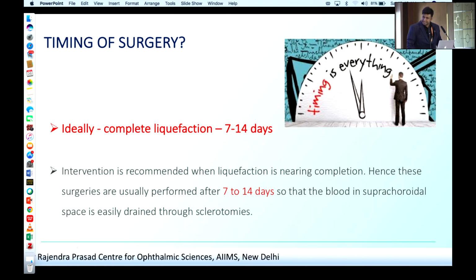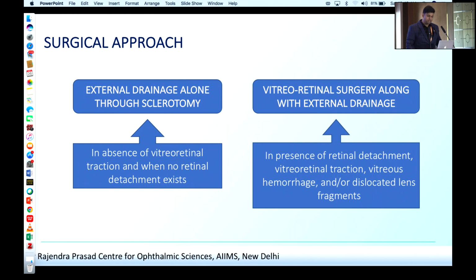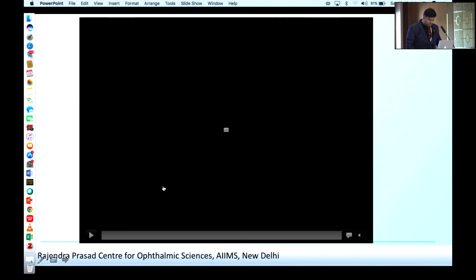It is generally said that it takes about 7 to 14 days for the clots that have formed in the suprachoroidal space to lyse completely, and this is when you should ideally plan for a surgical intervention so as to achieve maximal drainage. But there are certain indications where you have to intervene early, which include a coexisting RRD, central retinal apposition, because it increases the risk of retinoretinal adhesions if it persists for more than 3 days, high intraocular pressure, and deteriorating vision. So there are basically two surgical approaches to manage it.